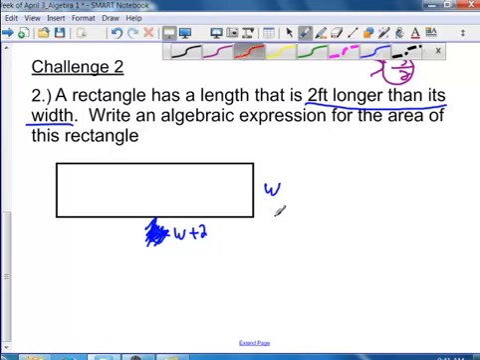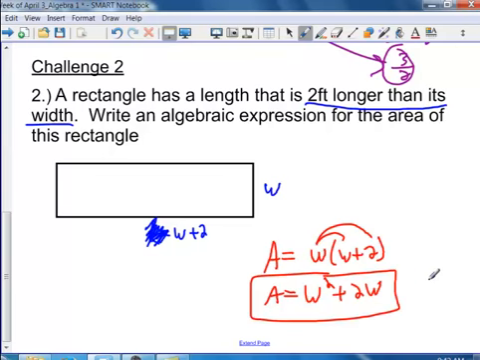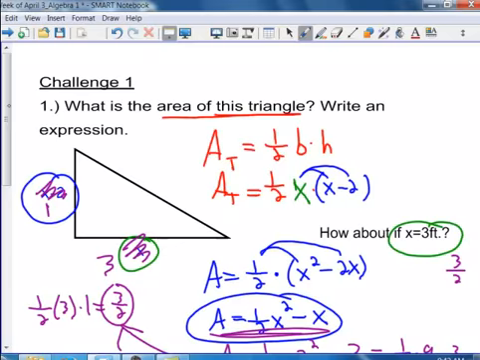Now we want to do the area. Well, area is equal to length times width in either order. And then we can simply distribute. And we have that that's the area of this rectangle. Okay? So that's where we're going with the applications here. I don't think we have much more.